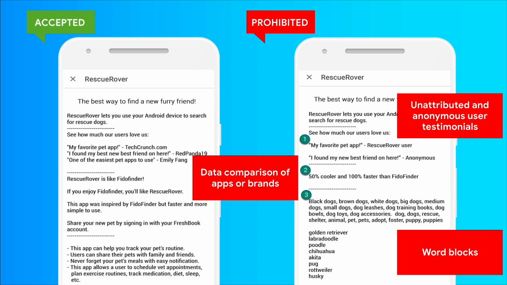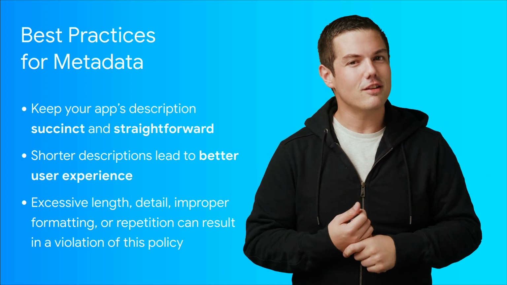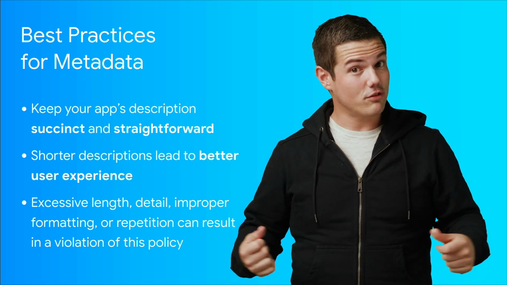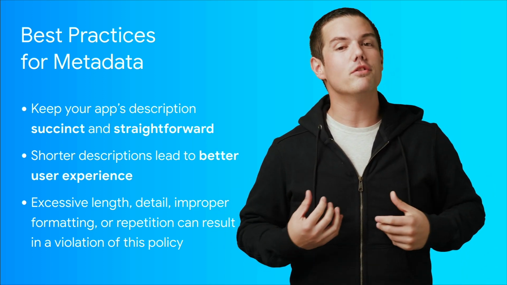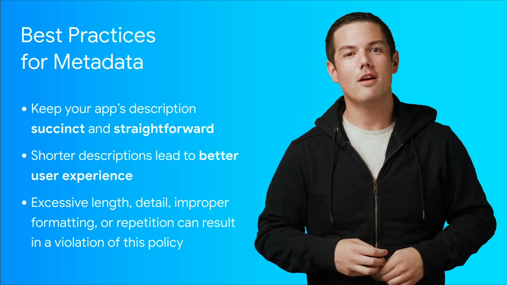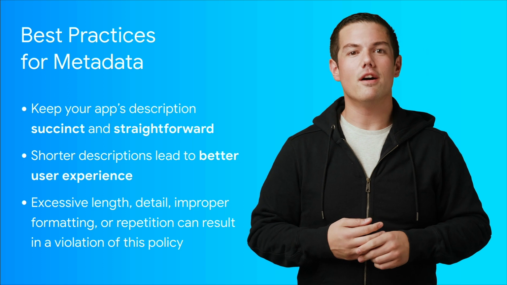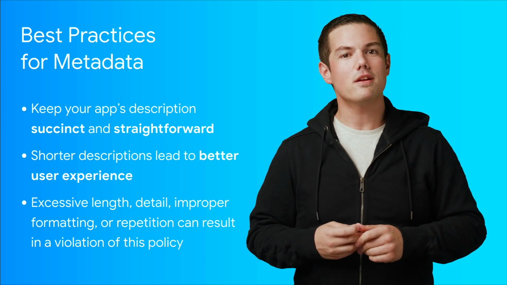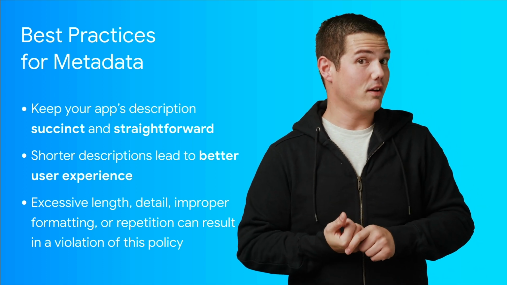Word blocks and vertical or horizontal word lists, like the ones listed on the screen, including repetitive, excessive, or irrelevant content, are not allowed. Keep your app's descriptions succinct and straightforward. Shorter descriptions tend to result in a better user experience, especially on devices with smaller displays. Excessive length, detail, improper formatting, or repetition can result in a policy violation.